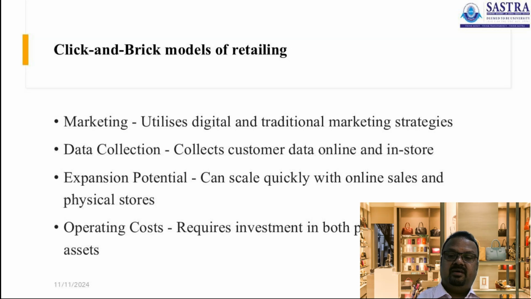Then of course you have the potential to expand. You can scale up quickly with online as well as physical stores, because now your reach is no more restricted, and thereby you can have a very, very effective and very, very wonderful chance of reaching out to a large pool of audience.